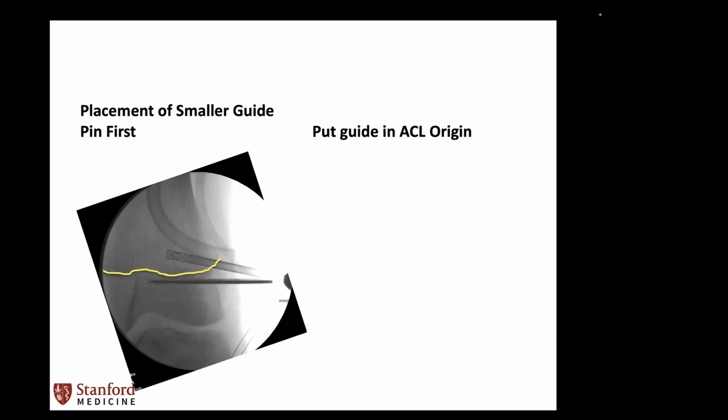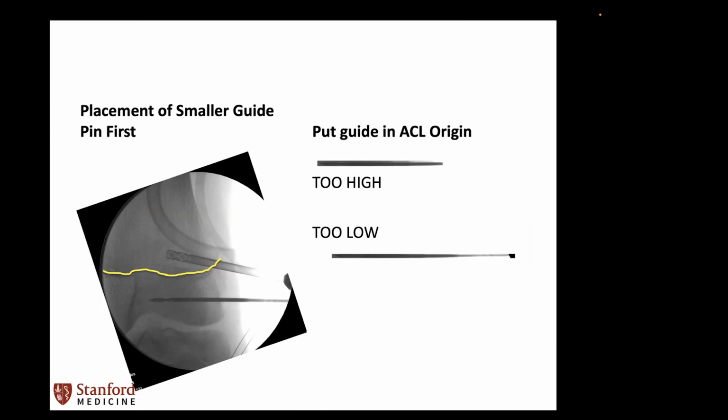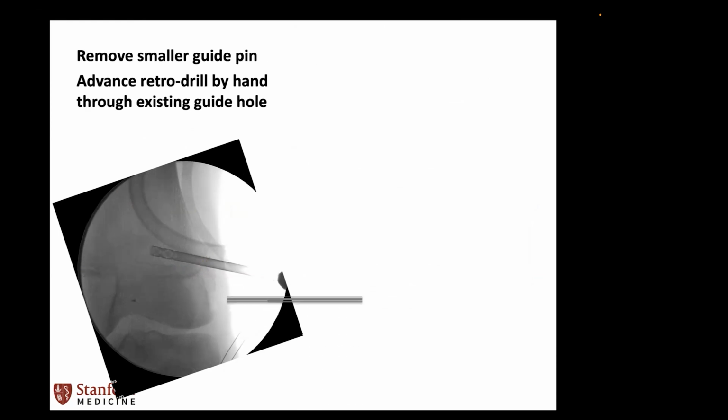So here's an example of where I got the pin a little too high. That yellow is the growth plate. So that's the guide pin. We're going to drill a larger hole over that guide pin. So that's too high, and that one's a little bit too low. And here we are just in the middle, and that's just about right. And then we'll over drill that.